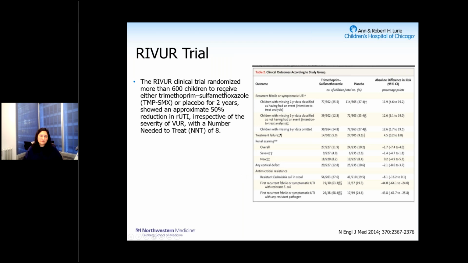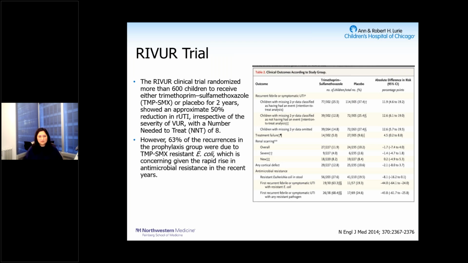This RIVUR trial looked at 600 children, who were randomized to either receive trimethoprim-sulfamethoxazole or placebo for 2 years. They did show an approximate 50% reduction in recurrent UTI, irrespective of the severity of VUR, and the number needed to treat was 8. So you needed to treat 8 patients in order to prevent 1 episode of UTI.